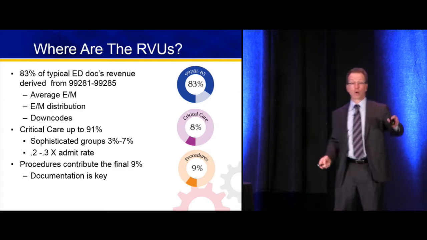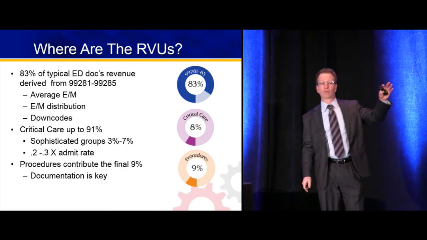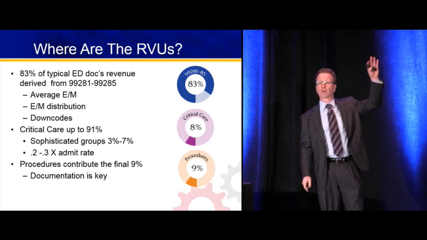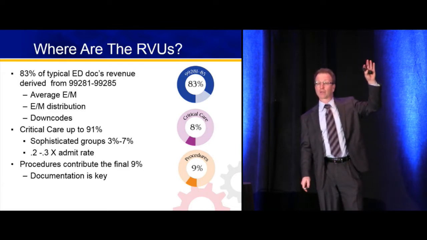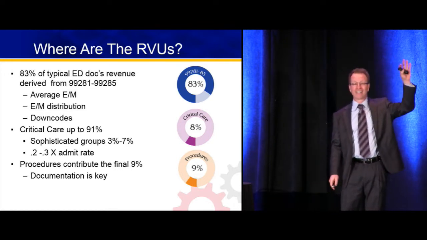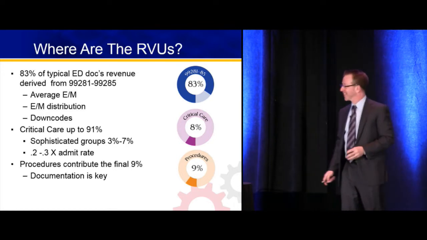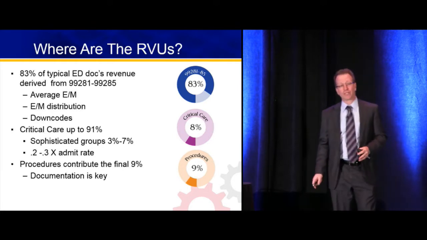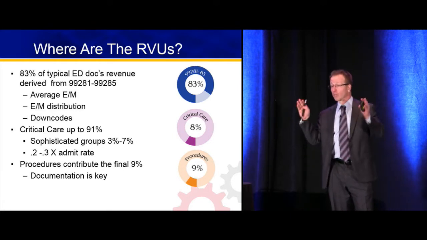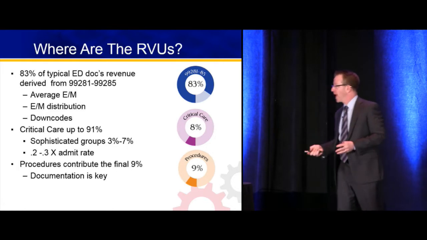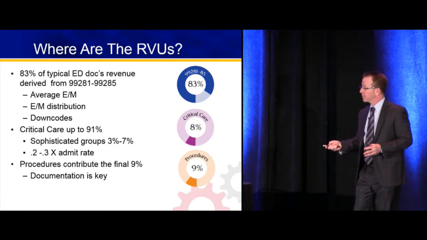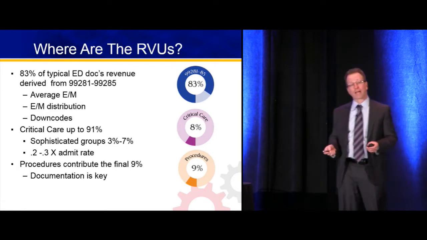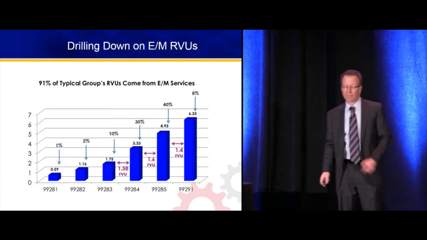Critical care, anybody know their group's critical care percentage? How many running 3%? How many running more than 3%? How many running more than 5%? All right, so pretty sophisticated audience here, that's great. Here's an easy benchmark: 0.2 to 0.3 times your admission rate is typically a reasonable range for critical care. And then we'll hit some key items, areas where we can make an impact on that final 9% as well.